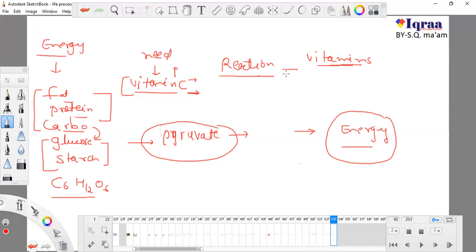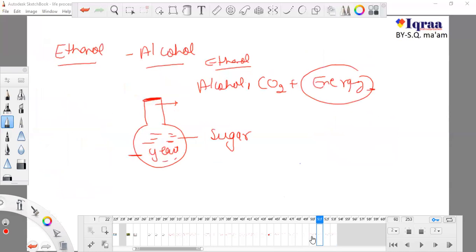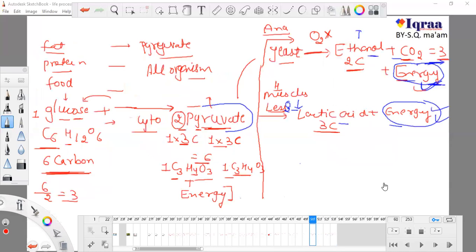Now remember that vitamins never give you energy. Vitamins, minerals, never give you energy. Despite this, they help to conduct the reactions. So if the reactions are correct, then all these processes are correct. So we were studying this. All of this stuff is just for getting energy.